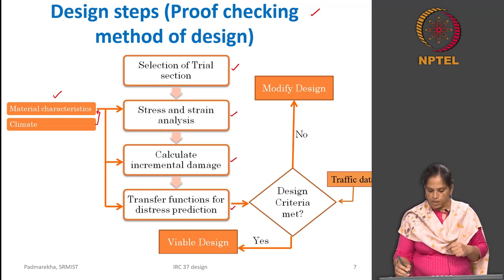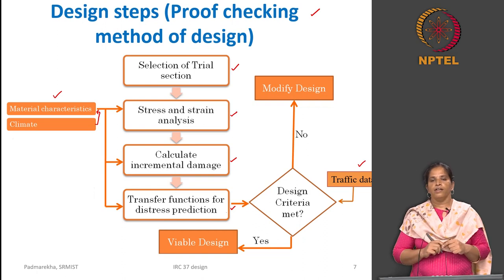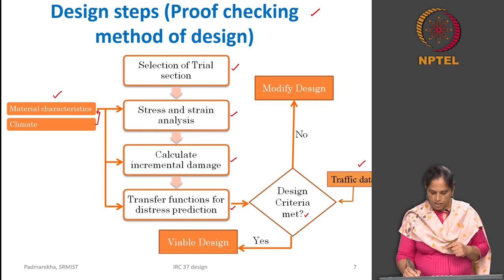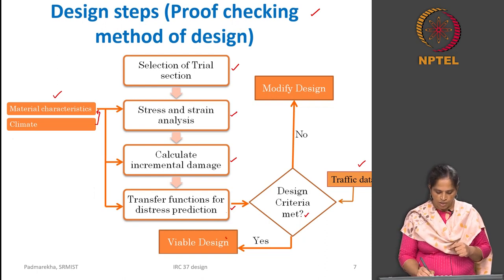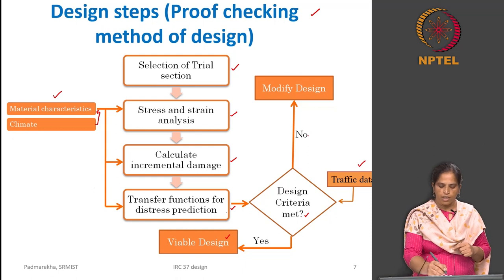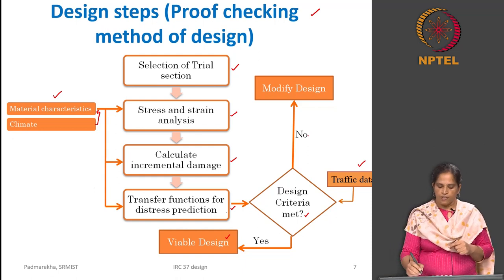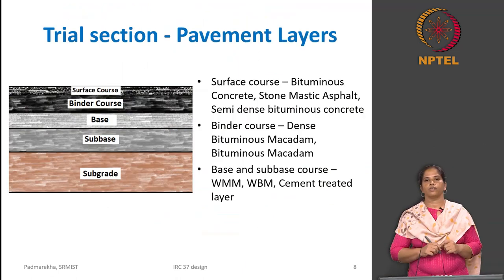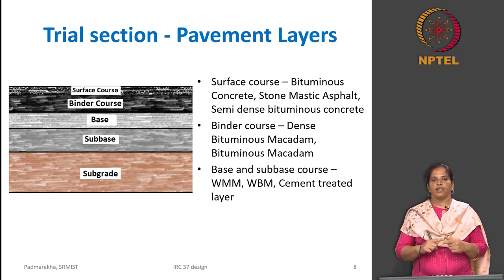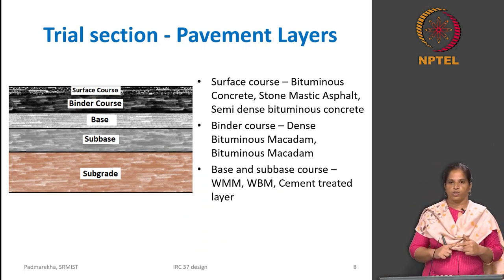For this purpose, we also need traffic data, in terms of the number of repetitions of a standard axle load. If the design criteria is met, we say that the design is viable. If it is not met, we modify the trial section and repeat this process until we get a viable design. IRC 37 recommends a 5-layered structure for this purpose.